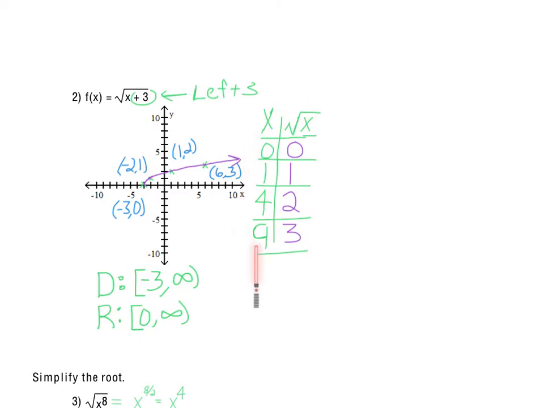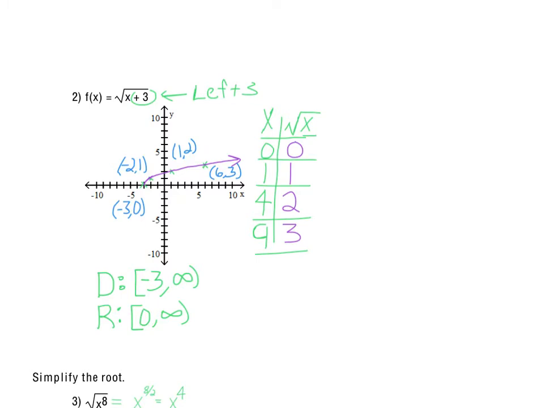Again, we've been making a table for just the basic square root of x. So we pick x values that square root nicely. So we started with 0, 1, 4, and 9. And the square roots of those are 0, 1, 2, and 3. So we take those points that would be around here and we pull them left 3. And we get these points here. Again, you can see the ordered pairs that we come up with.